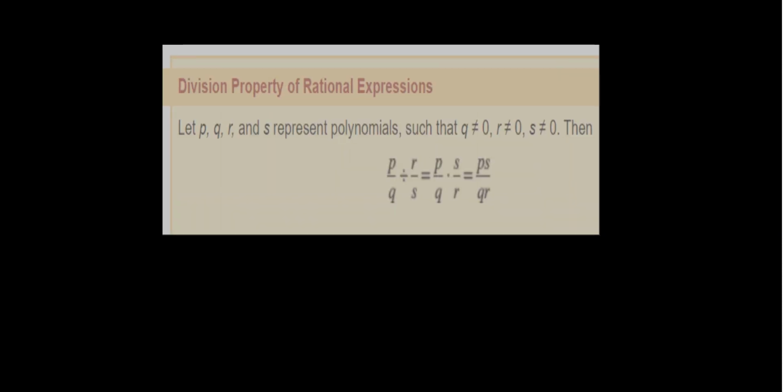Here we go. Let P, Q, R, and S represent polynomials such that Q is not equal to 0, R is not equal to 0, and S is not equal to 0. Then P over Q divided by R over S is the same thing as P over Q times S over R. So we are changing the division sign to multiplication, and then we're just flipping the fraction. So R over S turns into S over R, and then we just do the multiplication that we did on the previous two examples. And that's it.